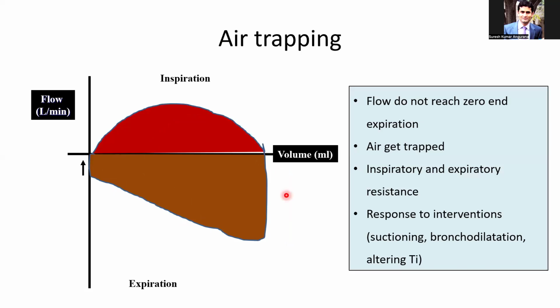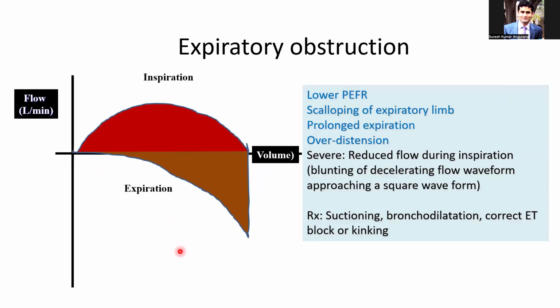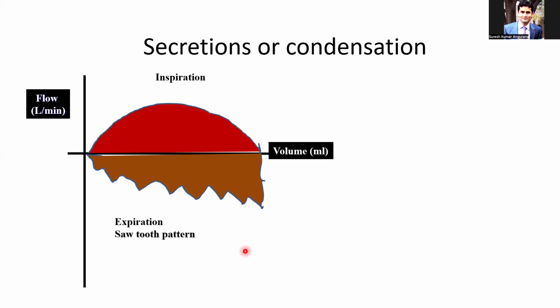If there is air trapping, it's not returning to baseline, but it is ending over here, and this much volume is retained inside the lungs. So this is how air trapping looks in a flow volume loop. If there is obstruction, this is how a flow volume loop looks: there is a decrease in peak expiratory flow rate, there is increased concavity of the expiratory limb, there is prolongation, or sometimes there may be air trapping. So these are the characteristic features of airway obstruction. If there are secretions, they are seen as serration in the flow volume loop.